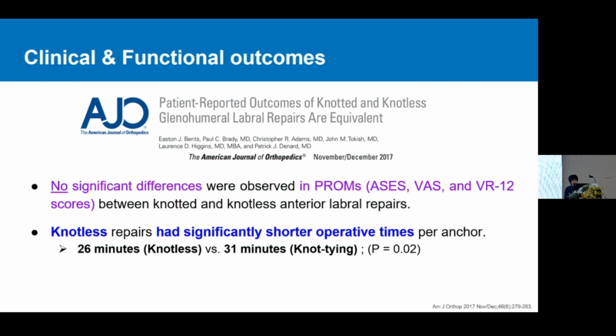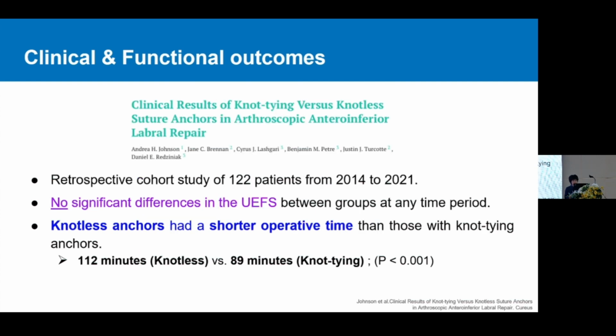The study by Dr. Estan published in the American Journal of Orthopedics in 2017 found no significant difference in patient-reported outcome measurements, but the knotless suture anchors had significantly shorter operative times, around 5 minutes per anchor. And the study by Dr. Andreas also found the same outcome as the previous paper. They also found that the knotless suture anchors had shorter operative time, about 20 minutes per operation, but no statistical significance in the functional outcomes.